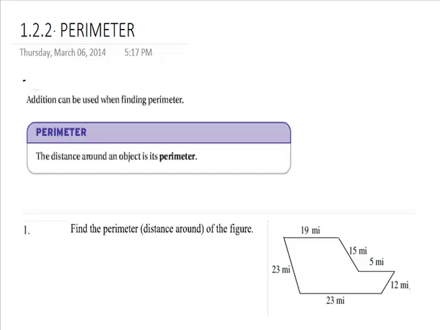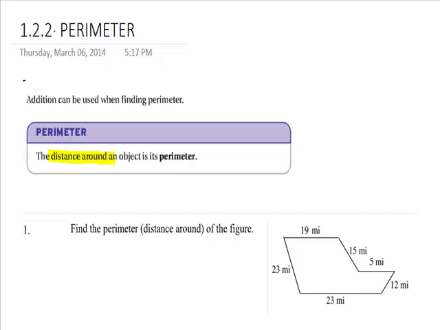One of the popular uses for adding whole numbers is in geometry. And in this particular area of geometry, addition can be used when finding perimeter. Perimeter is the distance around an object. It's very important to remember that it is the distance around an object. It is found by adding.